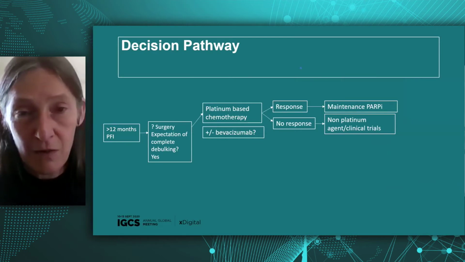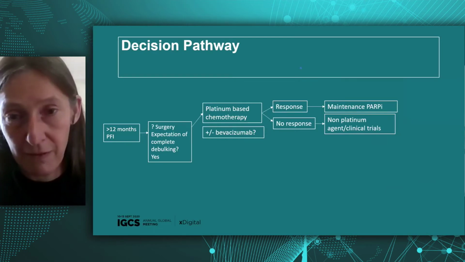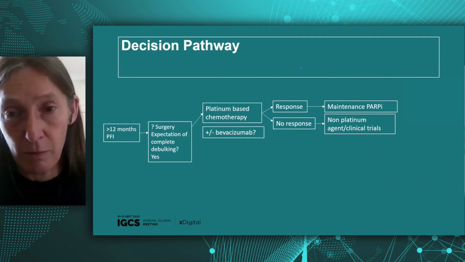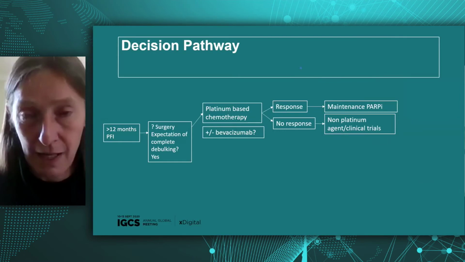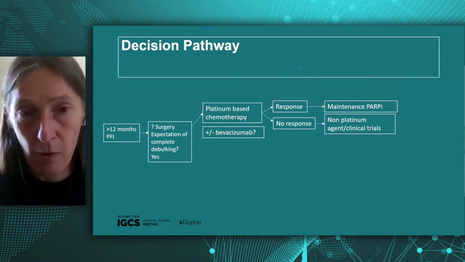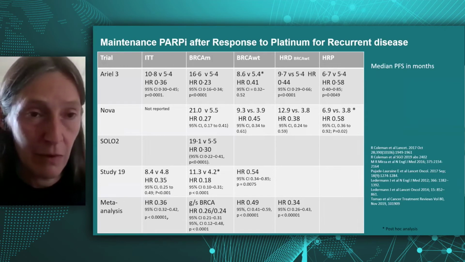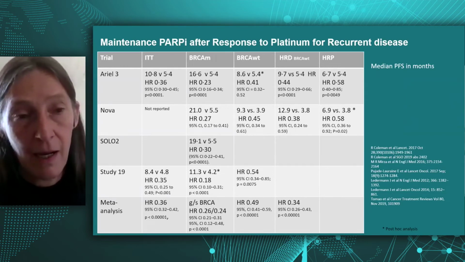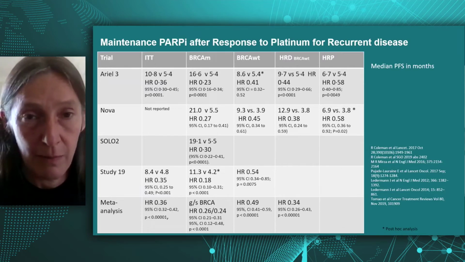So, assuming she goes on to have chemotherapy, if she has no response, that would be a really poor prognostic factor, and unfortunately we'd be then looking at non-platinum agents in clinical trials. But if she has a response, then the next question is the maintenance PARP inhibitors. And we've got several studies now. So ARIEL3 with rucaparib, NOVA with niraparib, Study 19 with olaparib looked at all comers, and obviously SOLO2, again with olaparib, was just confined to the BRCA mutant patients.